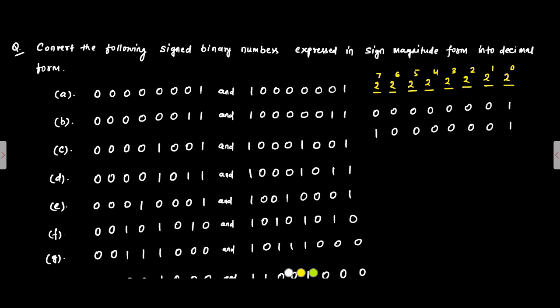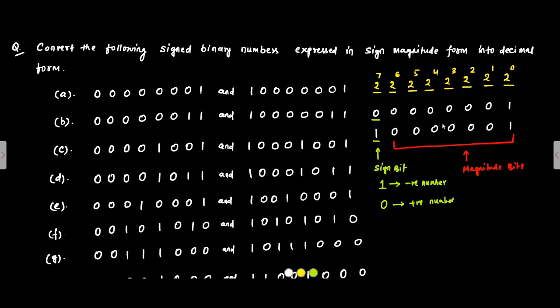As per the rules, this bit, the MSB bit, is called the sign bit. If it is 1, it is a negative number, I mean decimal number, and if it is 0, it is a positive number. And the remaining bits are called the magnitude bits, which are used to represent the magnitude through weighted summation of 1 bits at their respective bit positions or weight positions.